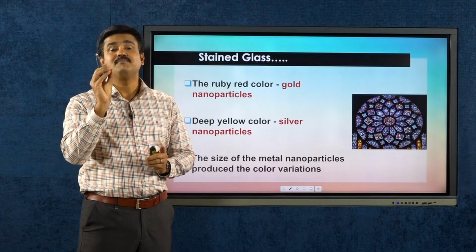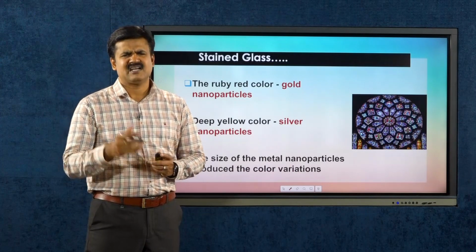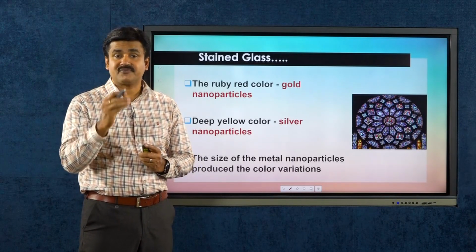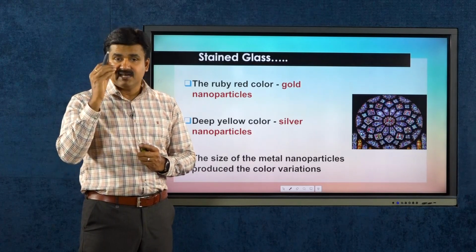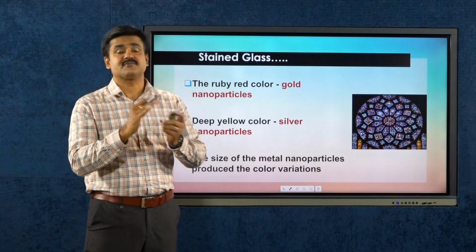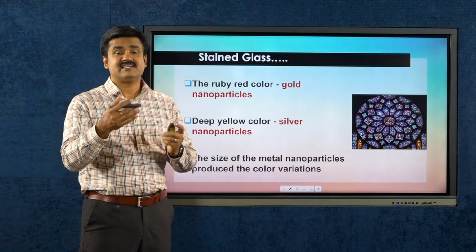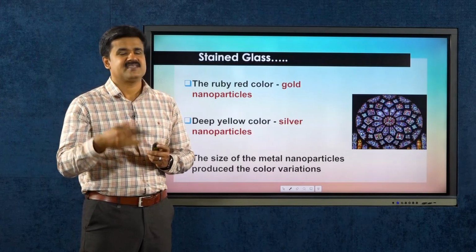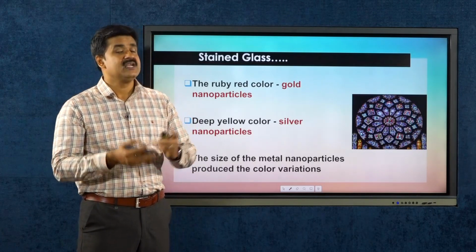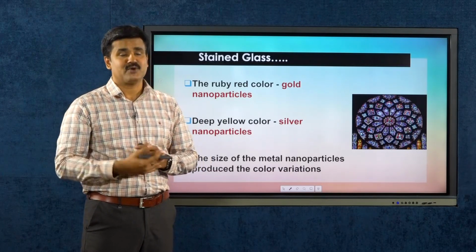Moreover, there is an important thing associated with the color: the size of the metal nanoparticles, either silver, gold, platinum, whatever it may be. The size of the metal nanoparticle can produce different colors. That is, as the size of the metal nanoparticle changes, there is a variation in color. That is size dependent color. That phenomenon we can discuss in more detail when we study metal nanoparticles. There is a phenomenon called surface plasmon resonance, which we will study in coming modules.